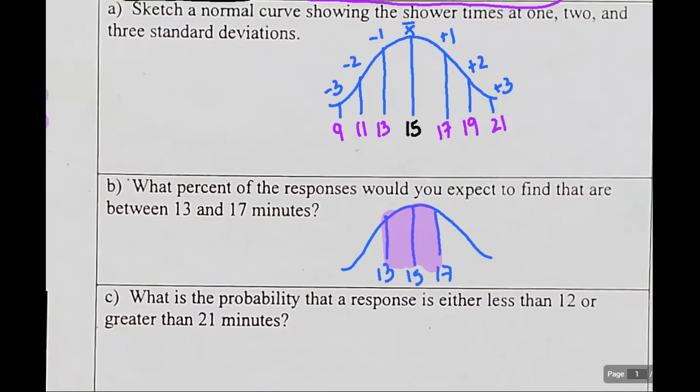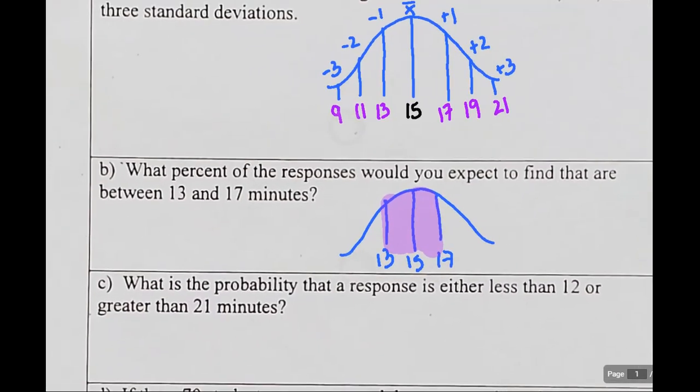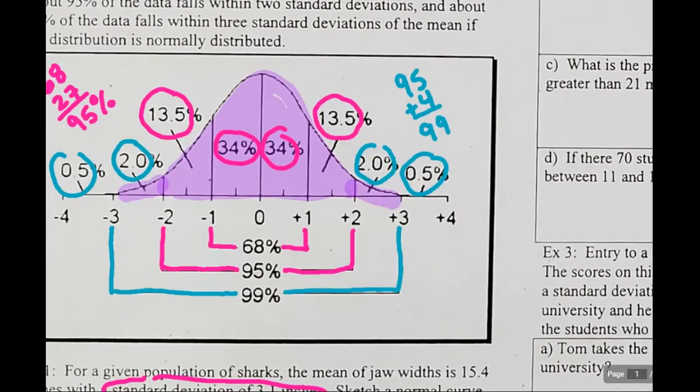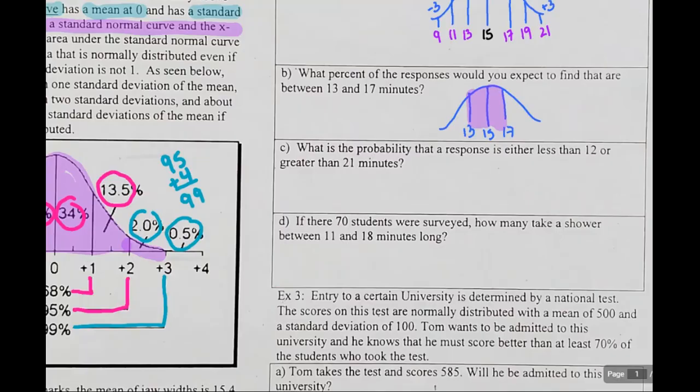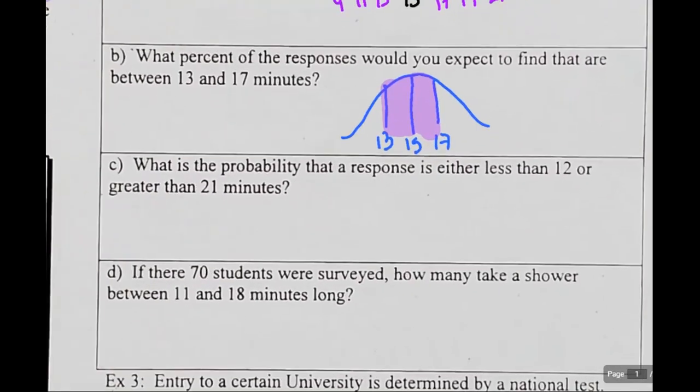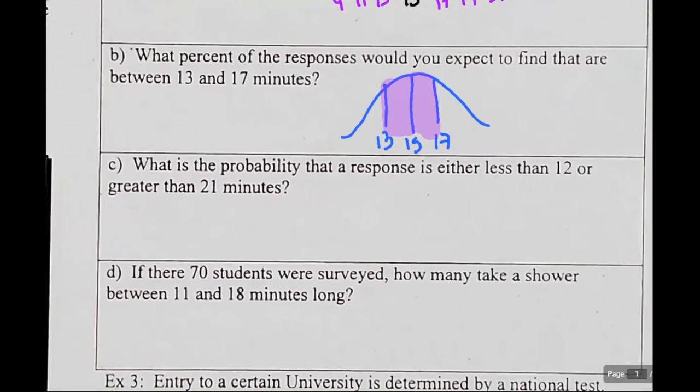Now, we could figure this out because we have learned that 68% of the data is between one standard deviation away, but we're not going to have ones that are always nice. So we're going to learn how to do this on our calculator. On our calculator, we're going to use something called the normal CDF.